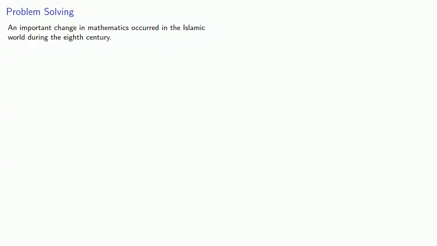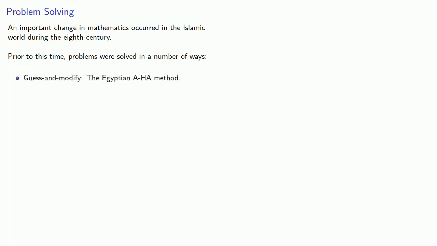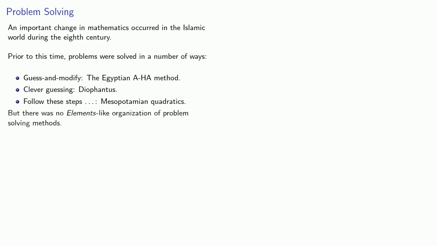An important change in mathematics occurred in the Islamic world during the 8th century. Prior to this time, problems were solved in a number of different ways. We might describe them as guess and modify, the Egyptian aha method, clever guessing, as in Diophantus, and follow these steps, as in the Mesopotamian quadratics. But there is no Elements-like organization of problem-solving methods.